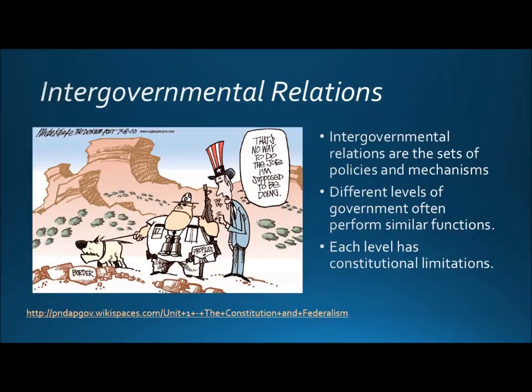For example, on the U.S. border, you have states which manage the borders themselves, and then of course there's a federal role. And also local government roles for cities and towns and counties that are right along the border. Those different levels of government often perform similar functions, and they can in essence get in each other's way. They each have constitutional limitations.